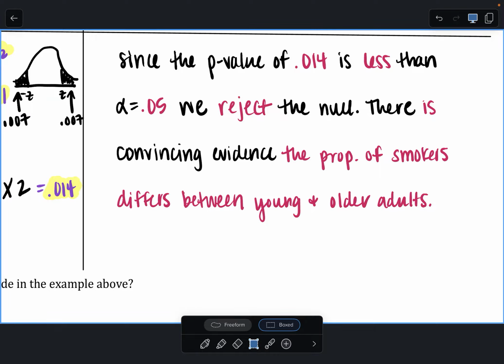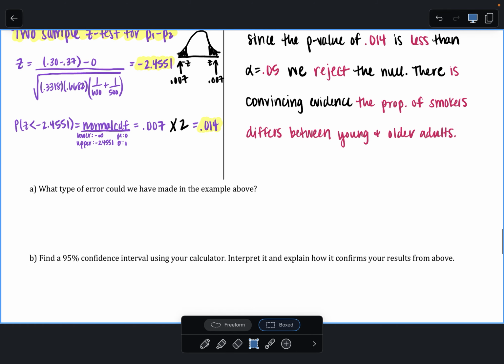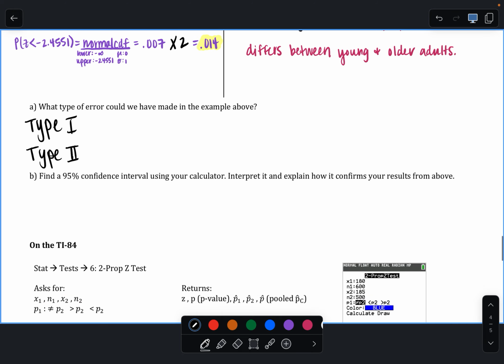So for types of error, there is always a potential that all of the work we did is wrong. Like we had a bad sample, our sample led us to a wrong conclusion. It's just naturally what could happen. So there are 2 types of error that you can have. You can have type 1 and you can have type 2. They are not very fun names, but they are different.